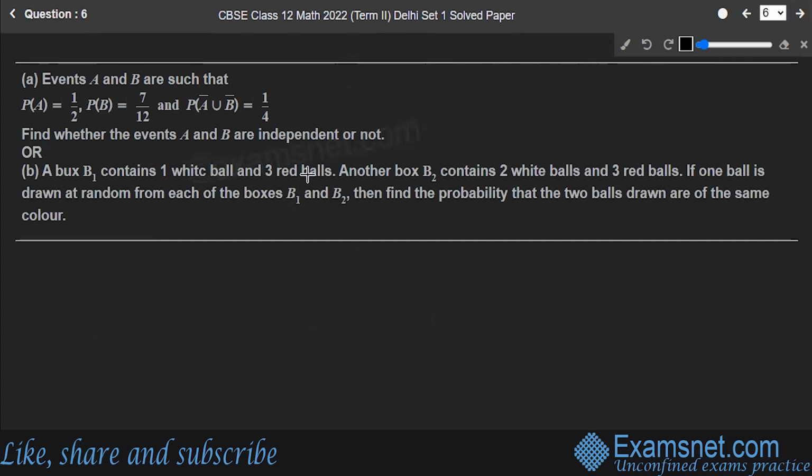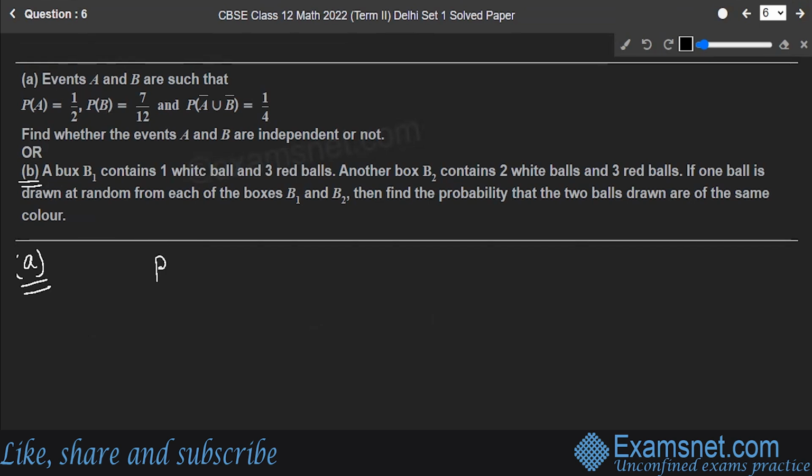Next is question number 6. Events A and B are such that probability of A is equal to 1 by 2 and probability of B is equal to 7 by 12 and probability of union of A not, B not is equal to 1 by 4. Okay. So you have to find whether the events A and B are independent or not. You have a choice question over here as well. That is the B part. So I'll go with the B part later. First of all, let's solve the A part.